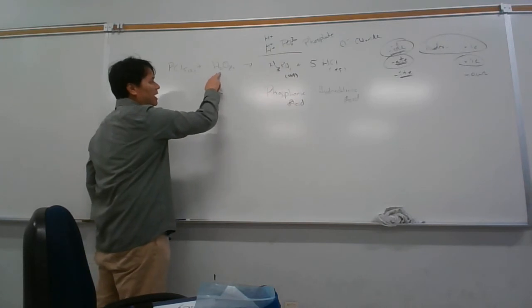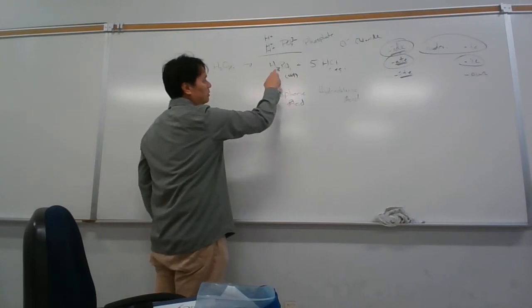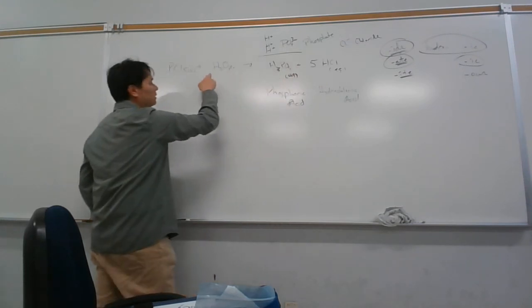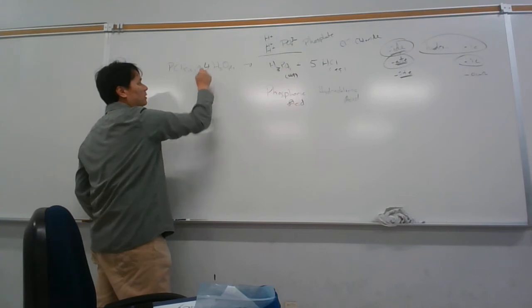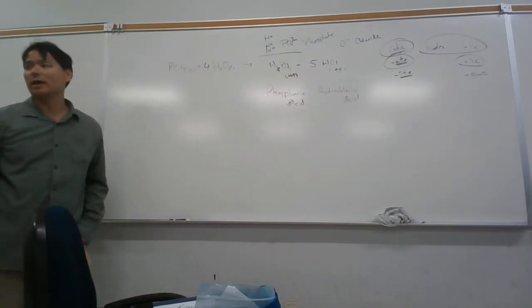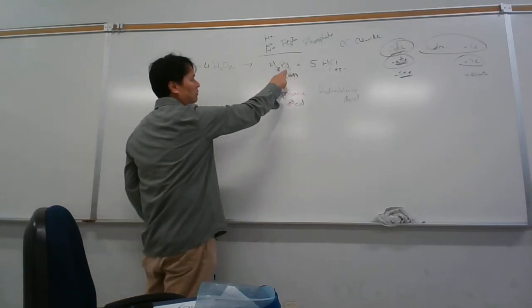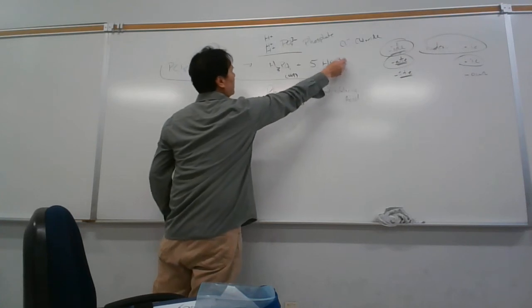How many hydrogens? 2. Over here I have how many hydrogens? 3 plus 5 is 8. 8 hydrogens. This is not balanced. So I'm going to change this one to 4. And then hope the oxygens work out. And so let's check the oxygens. 4 oxygens here, 4 oxygens there. So now it's balanced.